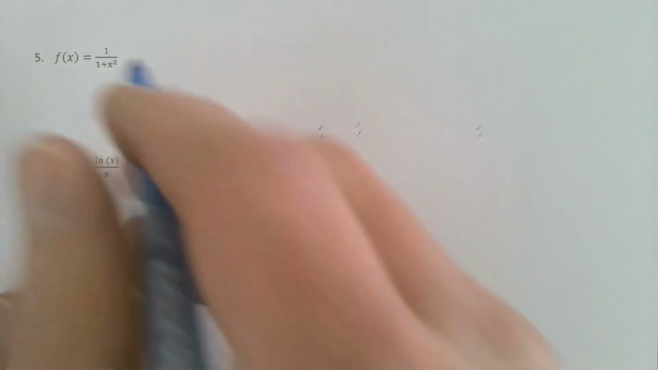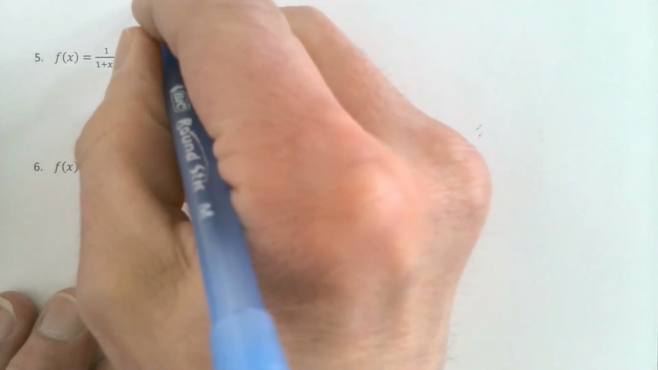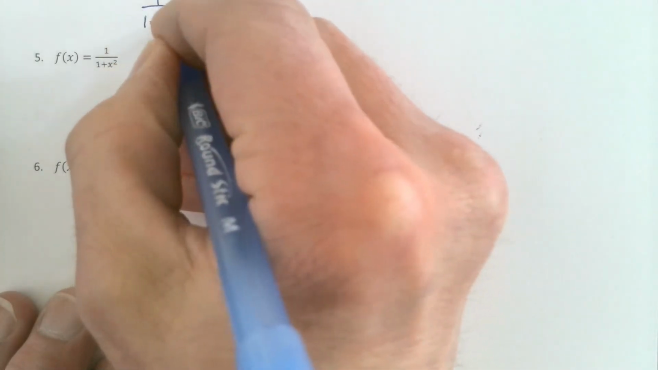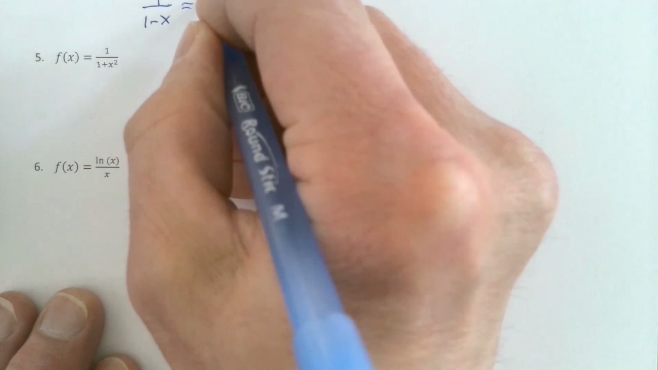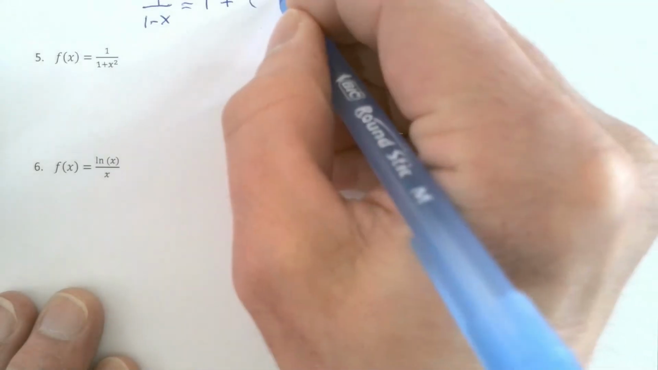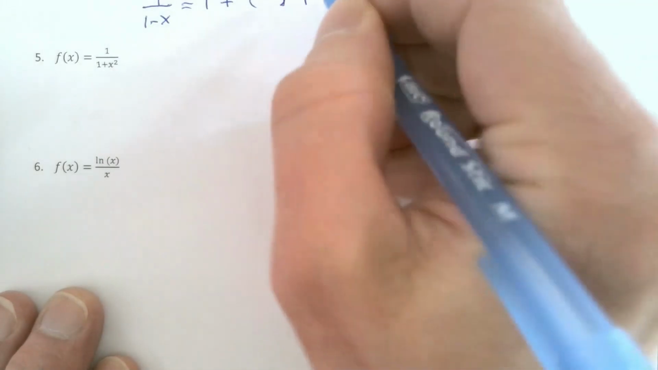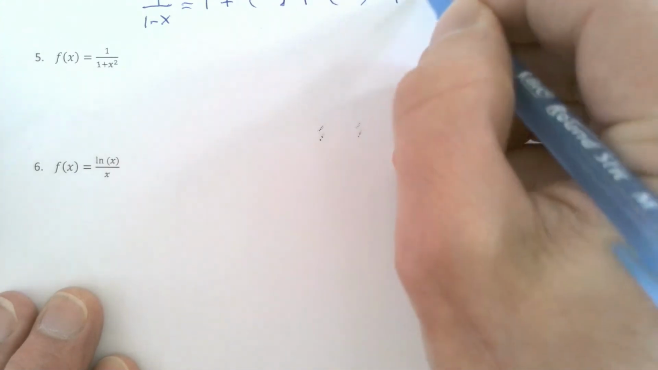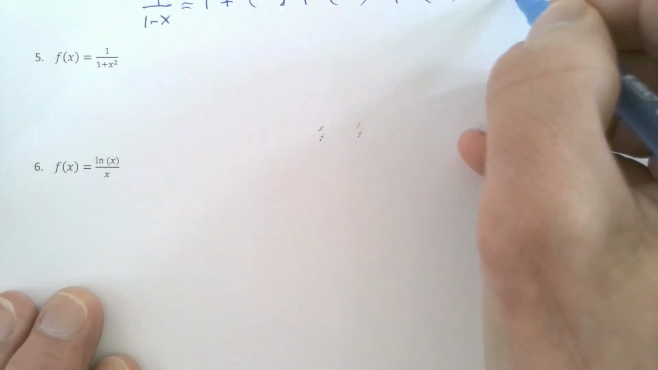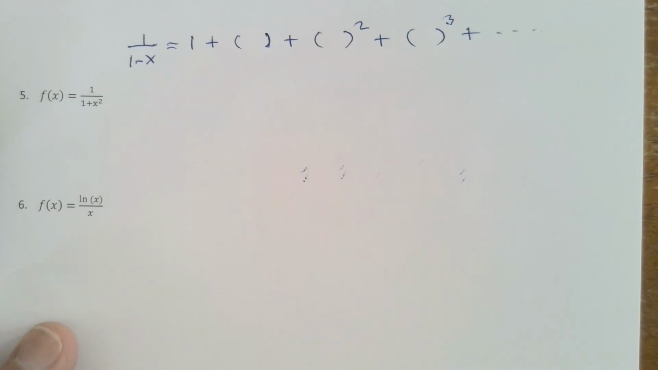Well, that's okay. What I'm going to do is write down the Taylor polynomial for the geometric series, which is just 1 plus x squared. But instead of writing x's, I'm just going to leave some voids like this.